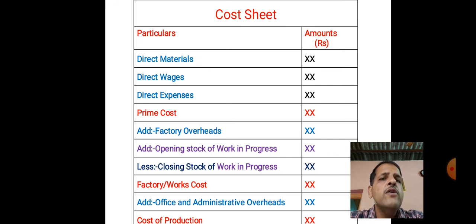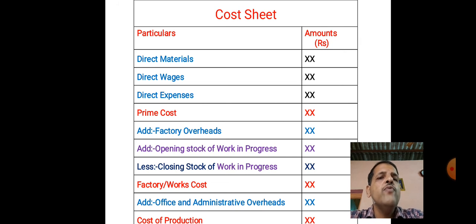Now opening stock of work in progress is added and closing stock of work in progress is deducted in order to arrive at works cost or factory cost. Now what is meant by work in progress? Work in progress is nothing but semi-finished product. It is neither raw material nor finished product. Some processing is done and some processing is yet to be done on that product, which is called semi-finished product, that is work in progress.